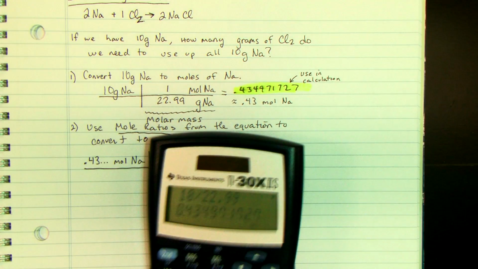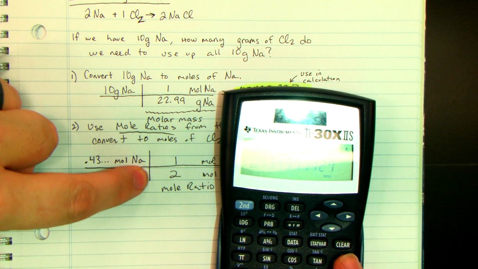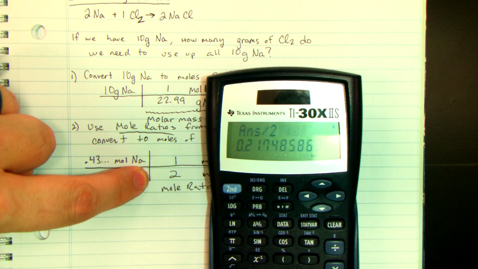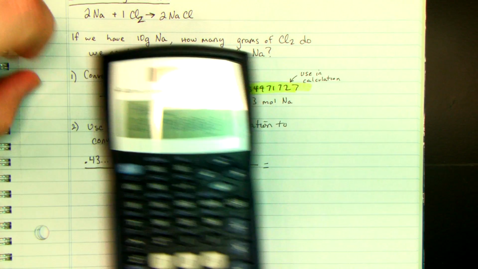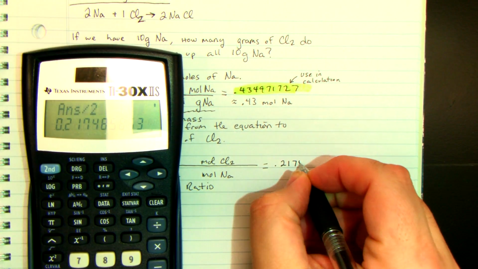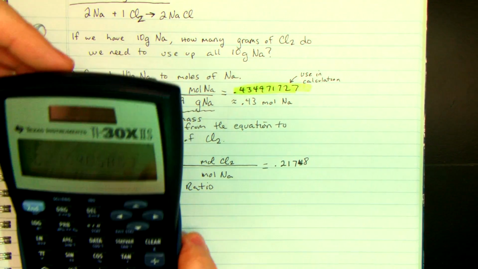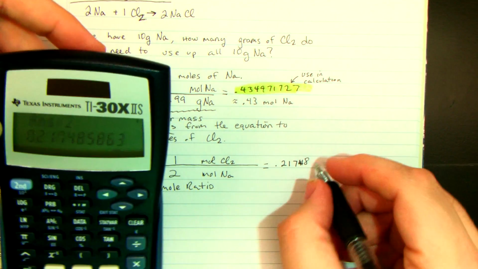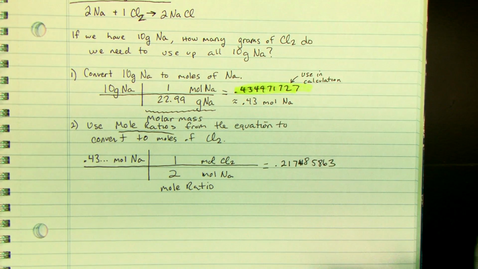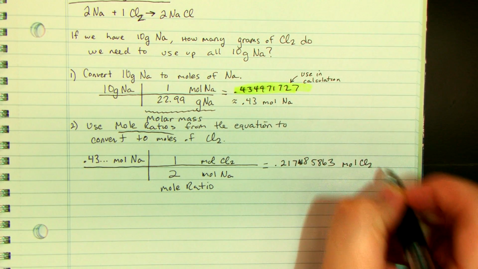And so now it'd be that value. I multiply by 1, but multiplying by 1 doesn't do anything, and then I divide by 2. So I took my answer, divided by 2, and I got 0.21. Oh, that's a little bit better. 0.21748 5863. And that's moles of chlorine, Cl2. So that's the moles of Cl2 that I'm going to have to use.